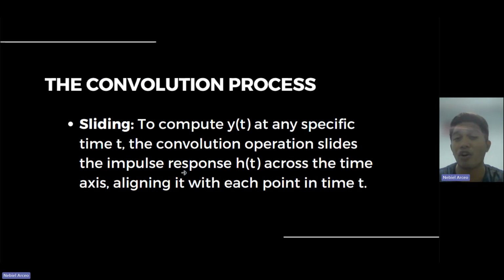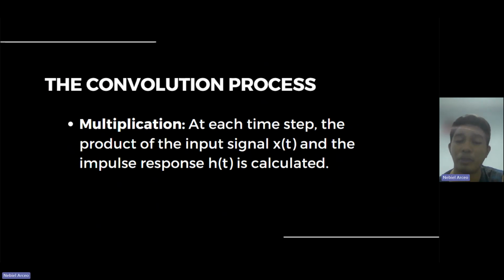So let's discuss the convolution process. The first one is sliding. To compute y of t at any specific time, the convolution operation slides the impulse response across the time axis, aligning it with each point in time. The next process is multiplication. At each time step, the product of the input signal x of t and the impulse response h of t is calculated.